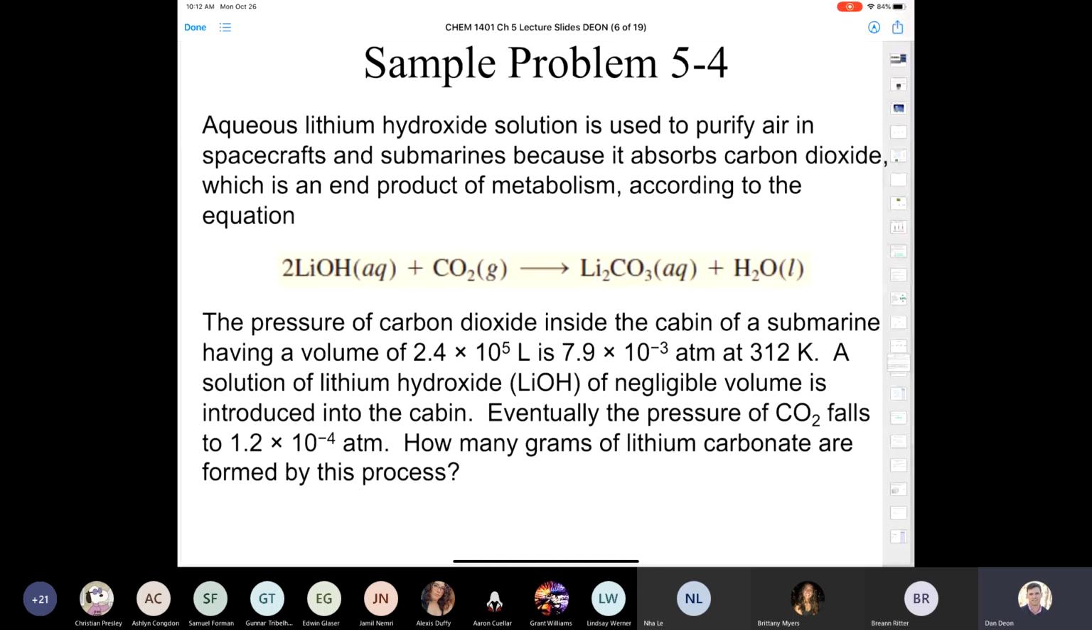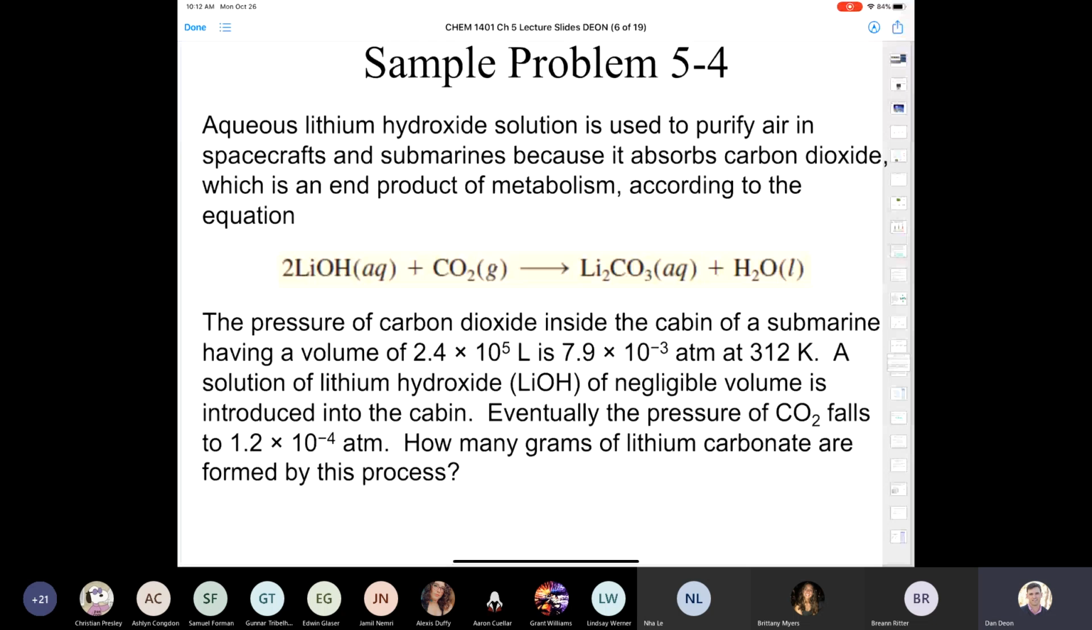Anyhow, the pressure of CO2 inside the cabin of a submarine, having a volume of 2.4 times 10 to the 5 liters, that's a big space compared to, I guess, a closet, is 7.9 times 10 to the negative 3 atmospheres at 312 Kelvin. A solution of lithium hydroxide of negligible volume is introduced into the cabin, and then the pressure of the carbon dioxide drops to 1.2 times 10 to the negative 4 atmospheres. How many grams of lithium carbonate are formed in this process?